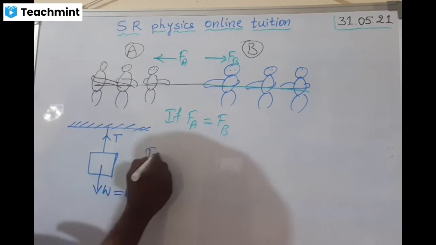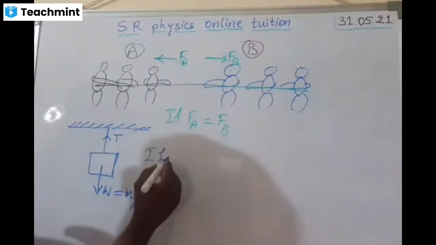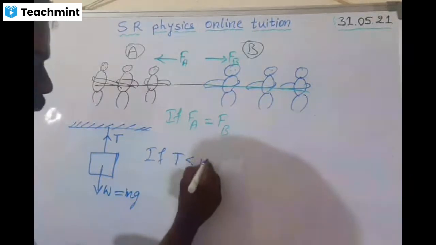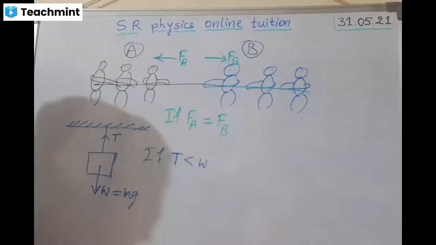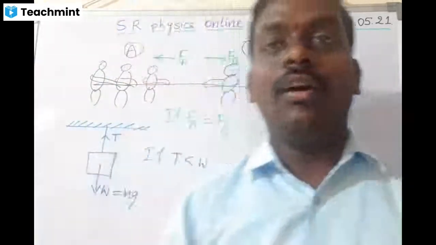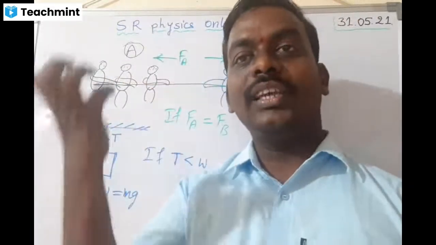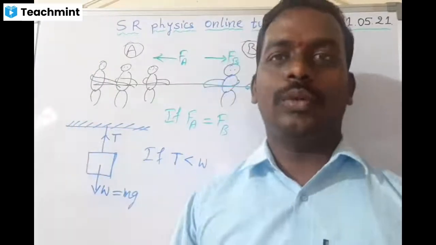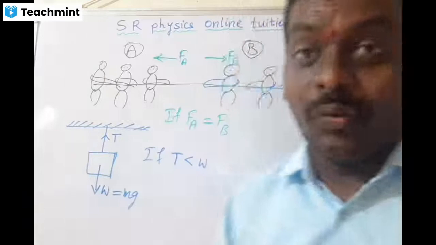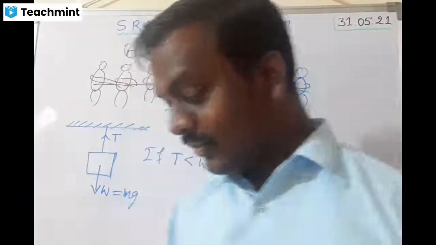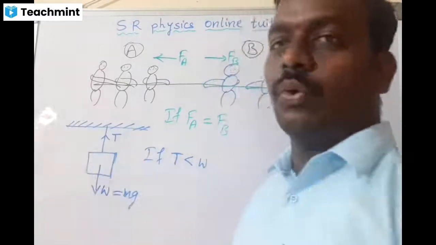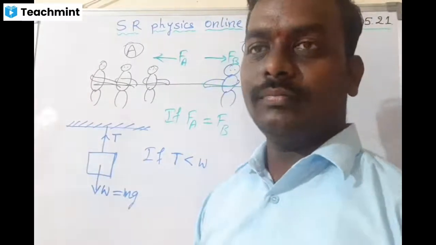So if T is less than W, then what will happen? This block will fall down, isn't it? If the weight is greater than the tension, then what happens to us? The block falls down completely. Is it clear? Right. So now let us revise. Then it will be staying there itself only. It won't fall down. Okay.